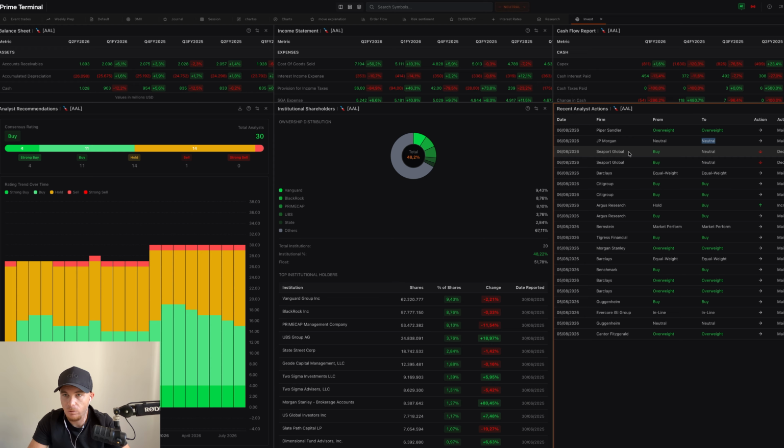However, for C-Sport Global, they went from buy to neutral. And as you can see, the action, you have the red arrow, so they decreased the position. However, for example, for Argus Research, which is another firm, they went from hold to buy. So they definitely increased the position.